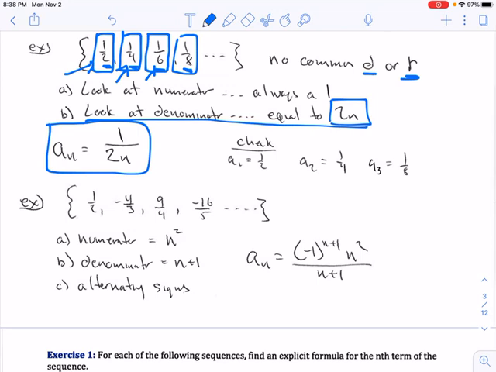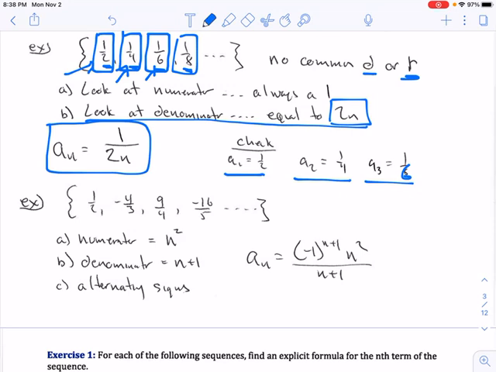And you can verify that by simply letting n be equal to 1, and you get 1 over 2 times 1, which is 1/2. Let n be equal to 2, you get 1 over 2 times 2, which is 1/4. Let n be equal to 3, you get 1 over 2 times 3, which is 1/6. And then, of course, a sub 4 would be 1/8.